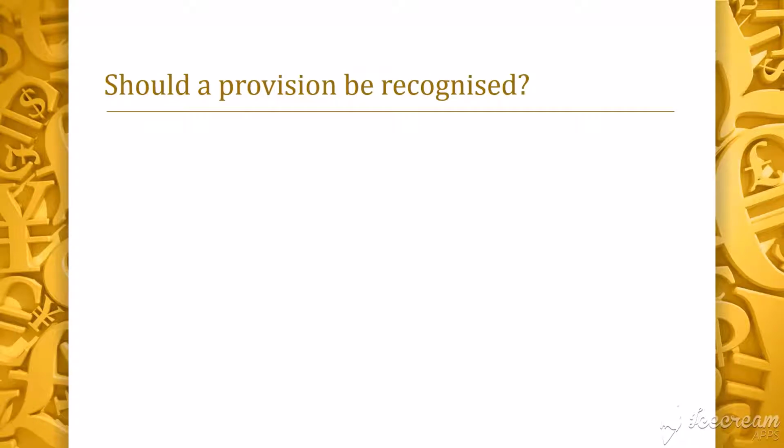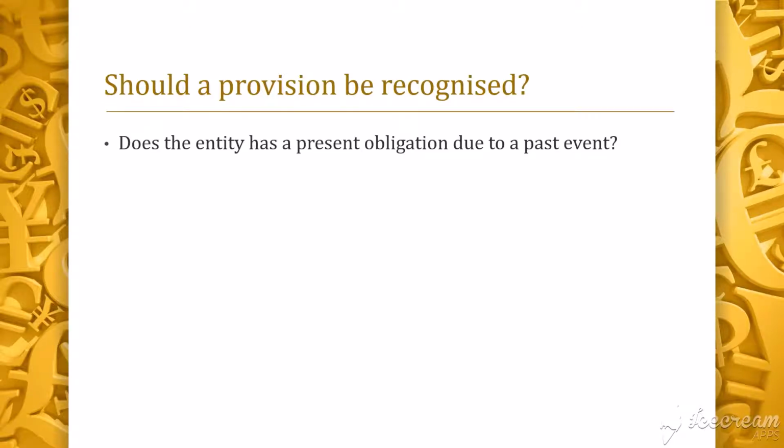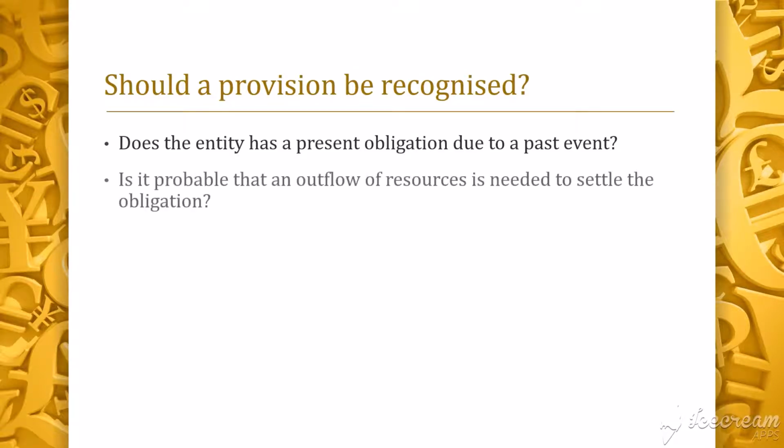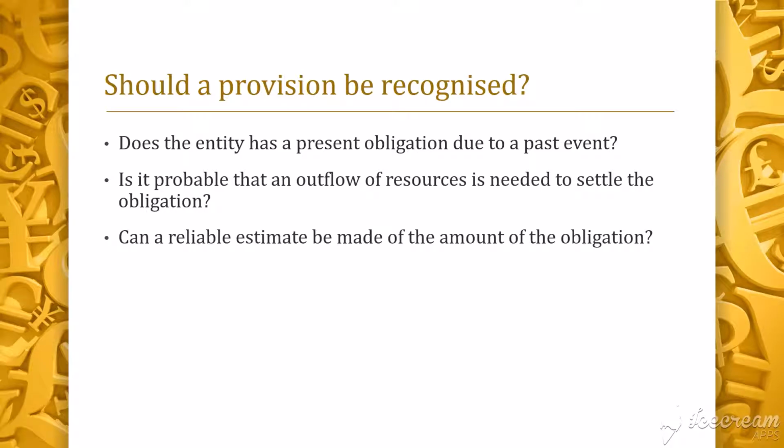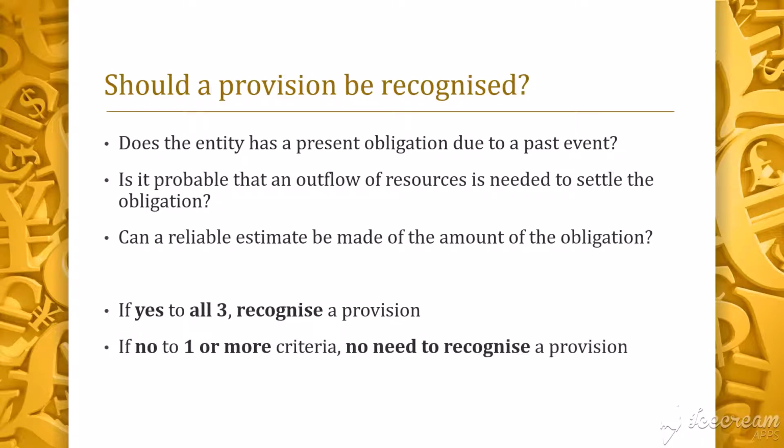FRS 37, paragraph 14 states 3 criteria to recognize a provision. A provision shall be recognized when the entity has a present obligation, be it a legal one or a constructive one, due to a past event, when it is probable that an outflow of resources will be required to settle the obligation, and when a reliable estimate can be made of the amount of the obligation. All 3 criteria must be met before an entity will recognize a provision. If even one criterion is not met, a provision is not recognized.